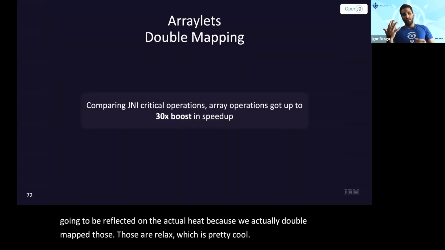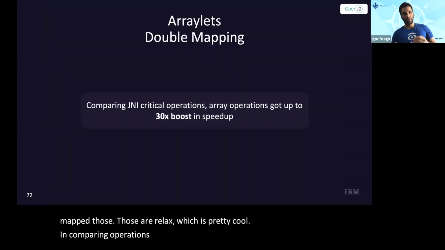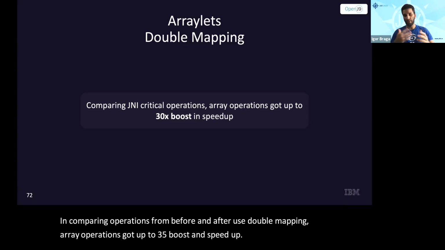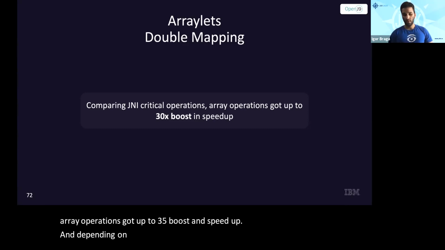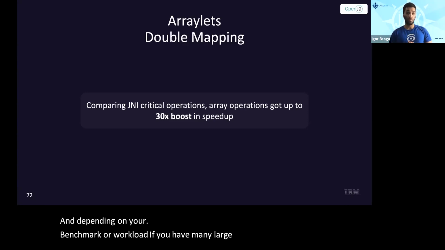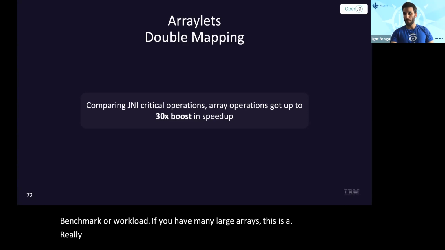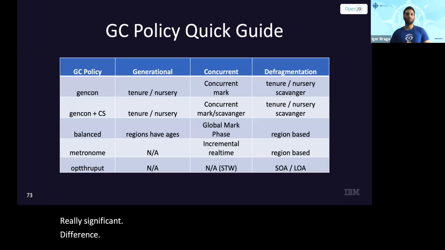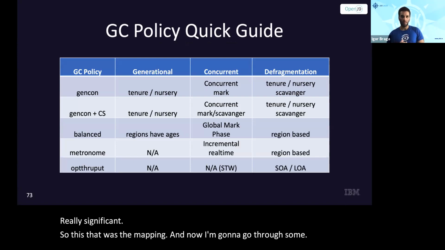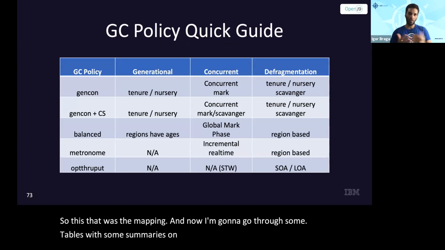And comparing operations from before and after using double mapping, array operations got up to a 35 percent boost and speedup. And depending on your benchmark or workload, if you have many large arrays, this is a really significant difference. So that was double mapping. And now I'm going to go through some tables with some summaries of what I've talked to you about today.